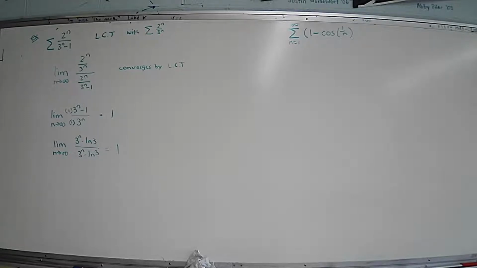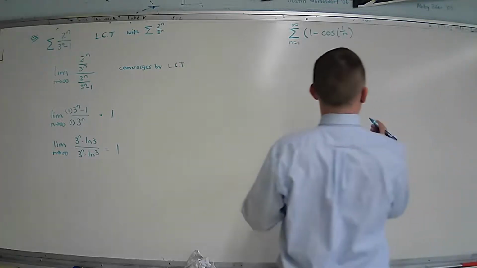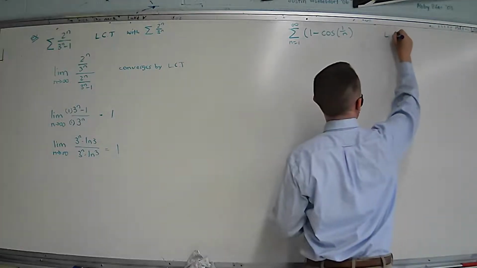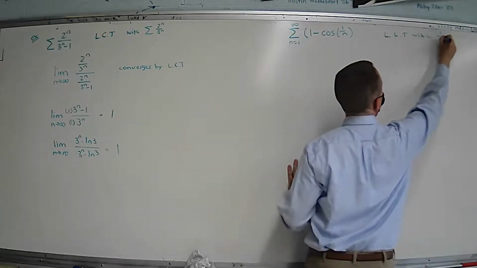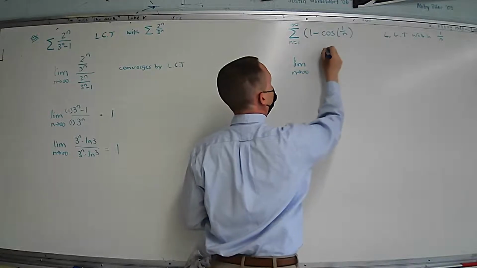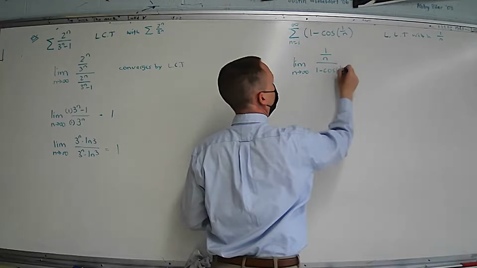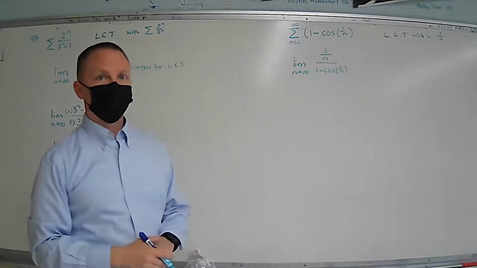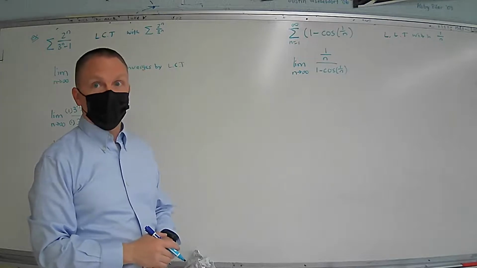I think there's a simpler one to start with, and that's 1 over n. Just because it's a simpler series, I'm going to start with 1 over n. I'm going to do the LCT with 1 over n. So here we go. The limit as n goes to infinity of 1 over n over 1 minus cosine of 1 over n. And now this one's going to be a little tough because we got to do L'Hopital's rule here, friends.